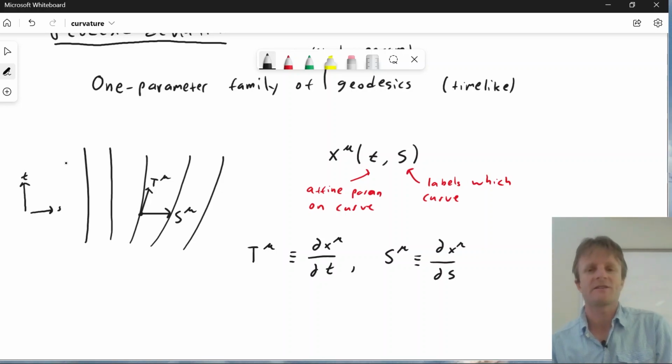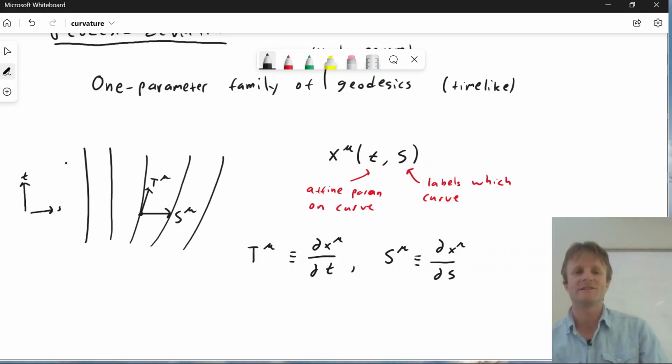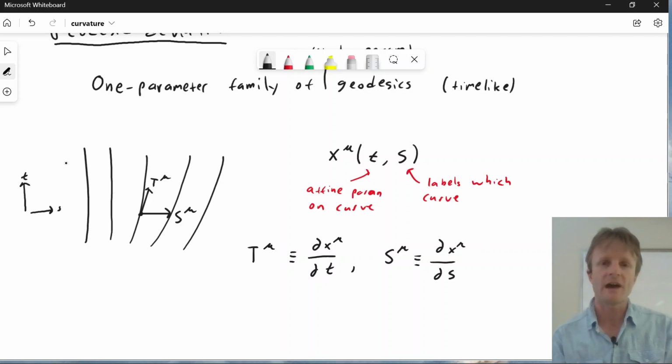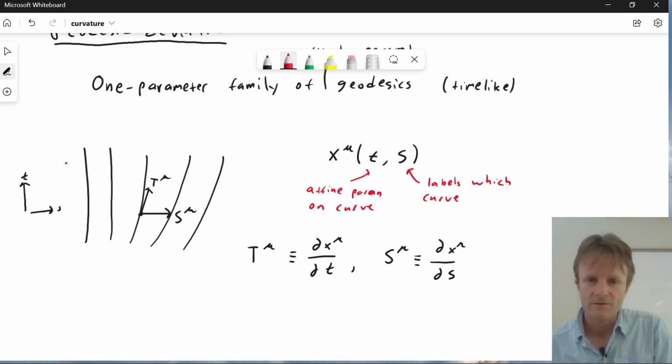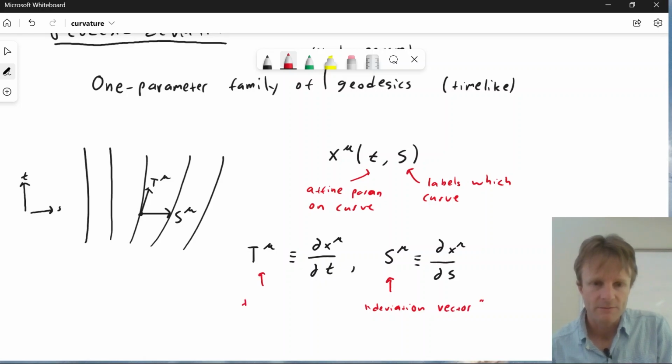But as an abstract statement, it's quite clear that this thing has something to do with how far away a nearby geodesic is, right? We're going to get an equation for the time evolution of this deviation vector, and that's going to be the geodesic deviation equation. This we already have a name for. This is the tangent vector.